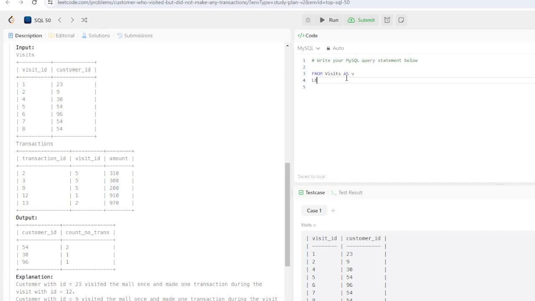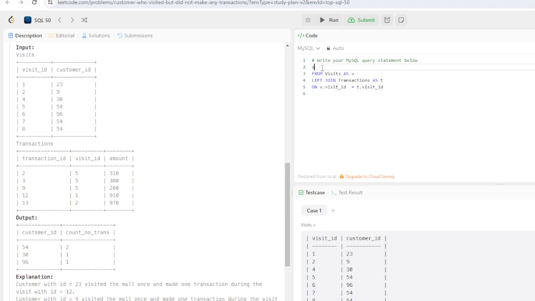So I will do a left join. Left join which table? That is the transactions table. Transactions table, let me give alias as t, right? And on which column? As you can see, visit id is common in both of the tables. So I will say on v.visit_id equals t.visit_id, right?